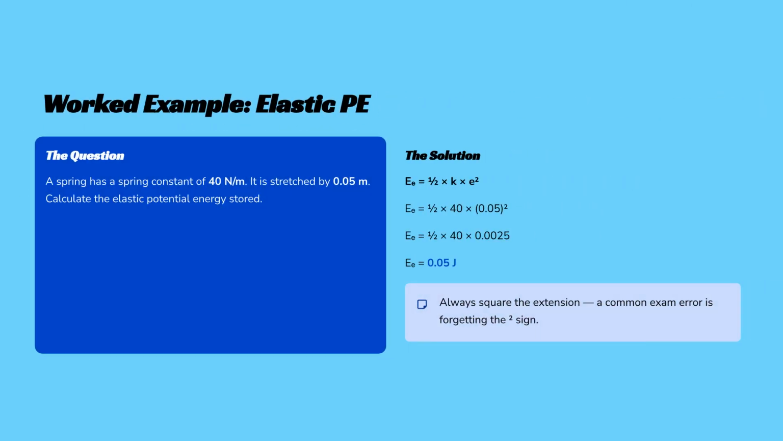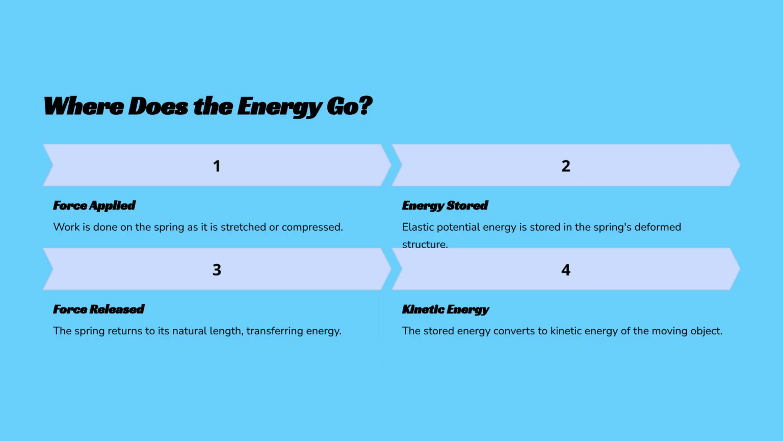Let's walk through an example. If a spring with a constant of 40 N per meter is stretched by 0.05 meters, the stored elastic potential energy is calculated to be 0.05 joules. Let's look at the energy flow. When a force is applied, work is done to store energy in the spring's structure. Once released, that stored potential energy is transferred into kinetic energy.